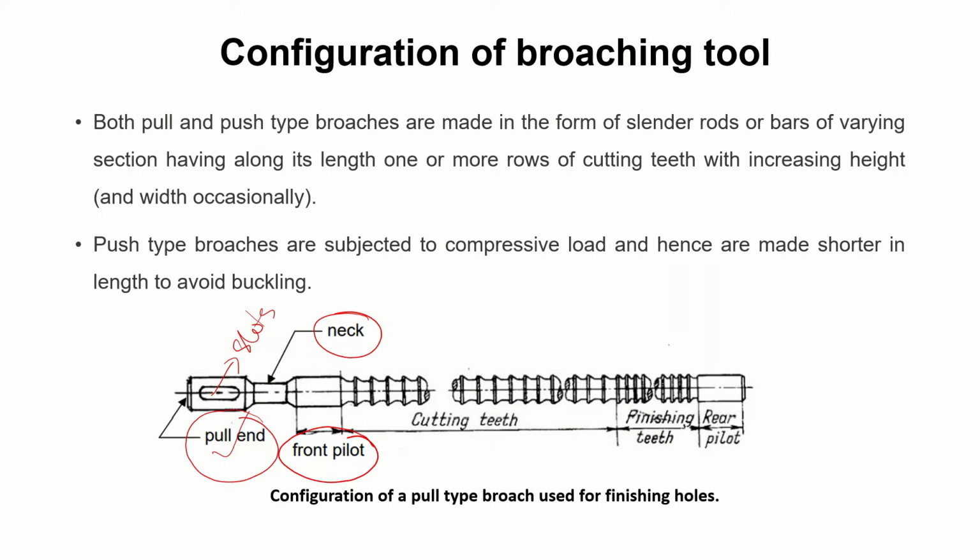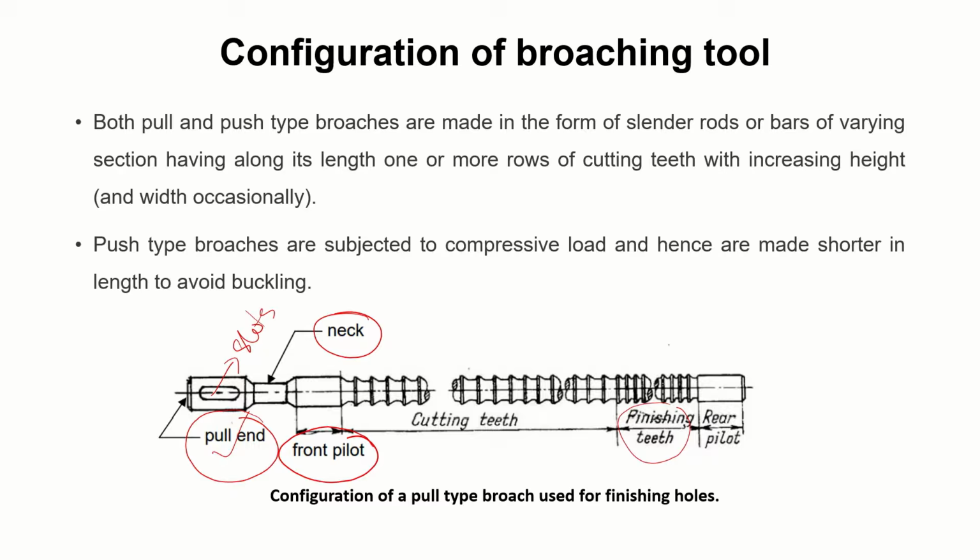And what is the main purpose of the cutting teeth? As we have seen in the earlier slide, to cut or machine the material at a single stroke. After we have removed some material during the cutting stroke, we need to finish that particular hole. That can be done with the help of finishing teeth. Here you can see that in finishing teeth, the teeth are actually arranged very close together compared to the cutting teeth part.